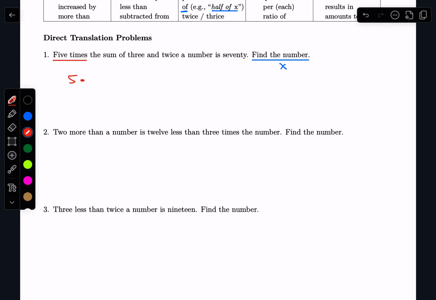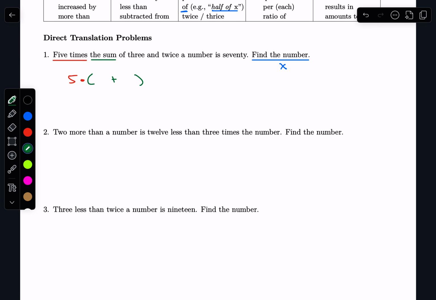Don't use X for the multiplication symbol, by the way. Use the little dot. So 5 times, and then it says the sum. Because it says the sum, I'm going to put parentheses with an addition symbol in the middle. Okay, because the sum is going to be at least 2 things added together. If I needed to add more than 2 things, I could just move my parentheses over and put multiple addition symbols. But sum is going to mean to add some things together. So parentheses to group those things together with the addition in the middle.